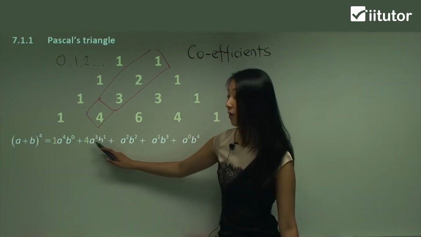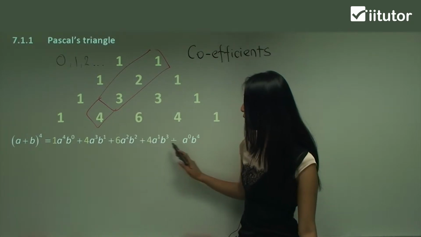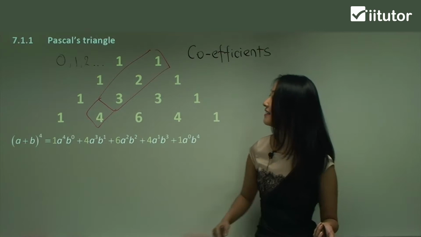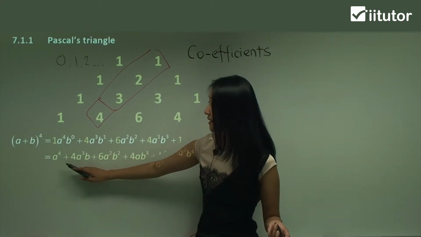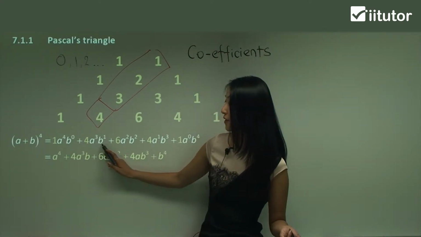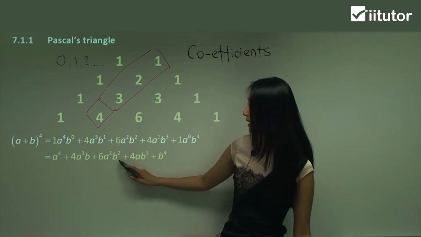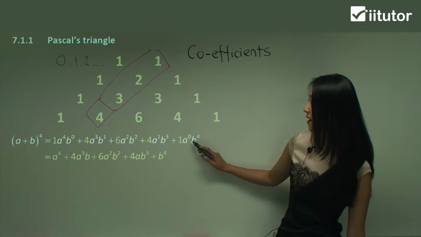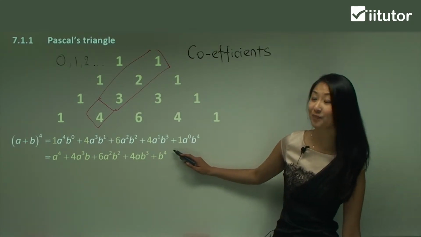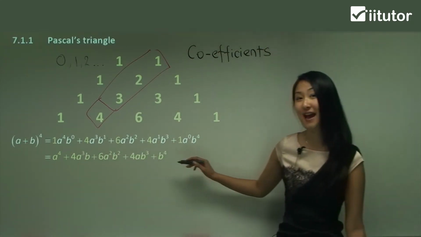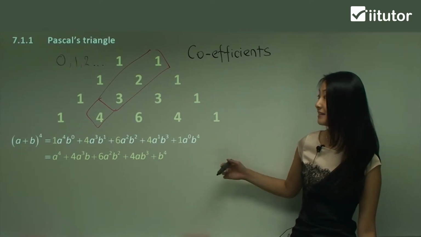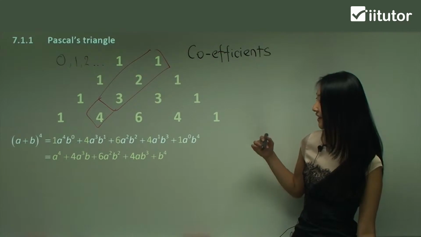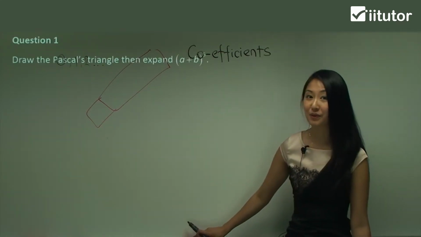1, 4, 6, 4, 1. All right, and now we simplify. So this just becomes a to the power of 4, 4 times that, 6 times that, 4 times that, and finally, because that just becomes 1, that's just b to the power of 4. And this is going to be your expansion for a plus b to the power of 4 there. Yeah? Okay, so let's go on to a question now.